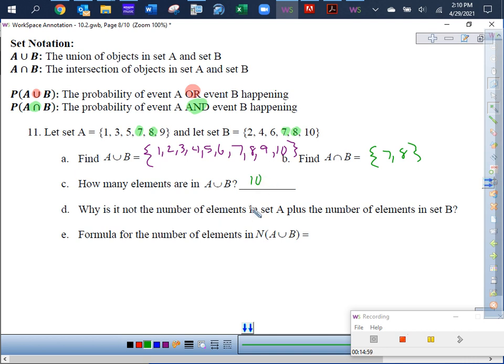Why is the number of elements in set A plus the number of elements in B not the number of elements in the union? Why is the union not this one plus this one? Well, we've talked about it. That's because there is an intersection of those, right? So there is some overlap, due to the overlap in the sets.